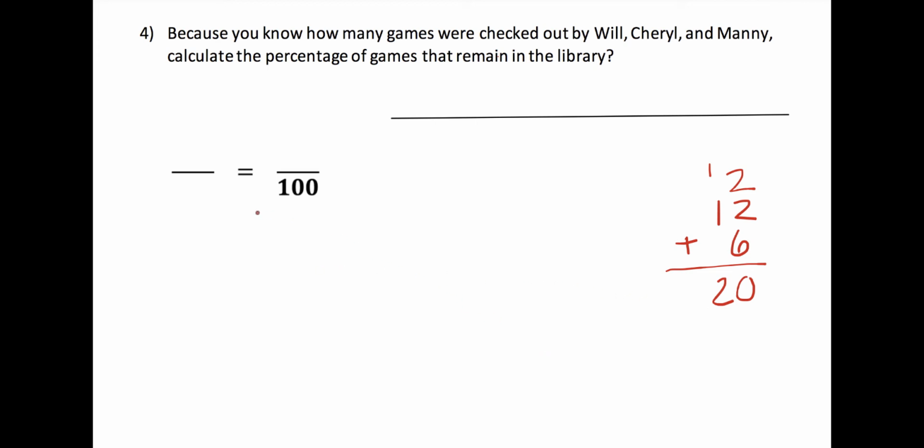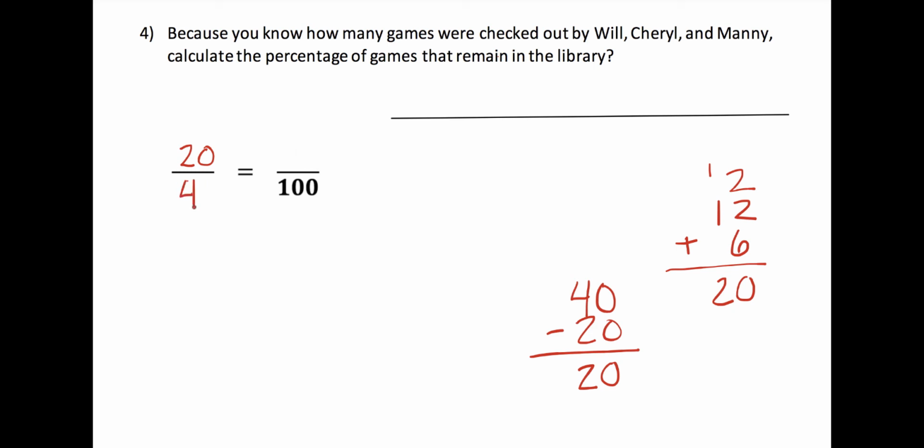And I want to find out what percentage of the library that is. So I'm going to put 20 over here because it's the part we're looking for, right? Oh wait, I should go back. I want to know not how many are checked out. I want to know how many remain. I got ahead of myself, didn't I? So I know that there are 40 in the library, and if 20 are checked out, I have to subtract them from the 40. And 40 minus 20 is 20. It's the same thing. It's 20, okay?